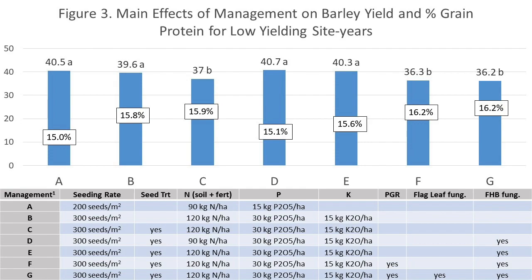Again, the grain protein are in boxes, and you can see the protein is lower for A and D where less nitrogen has been applied. But who cares? All levels of protein are way too high for malt, regardless of management, so let's just remove them.